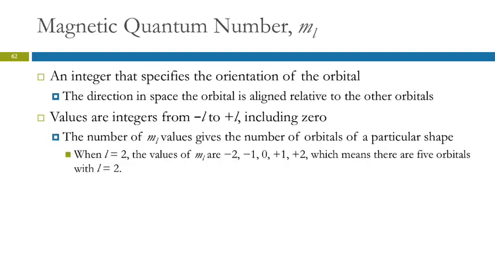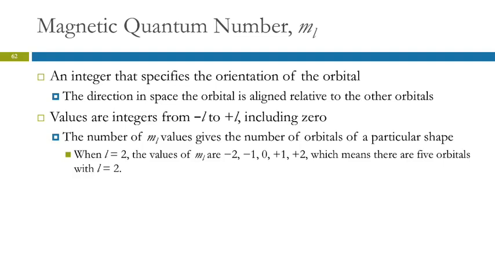Then the magnetic quantum number specifies the orientation of an orbital, the direction in space that it is aligned relative to the other orbitals. M sub L can be anywhere from minus L to plus L, including 0. So the value of M sub L, how many of those, tells us how many orbitals there are of a particular shape.